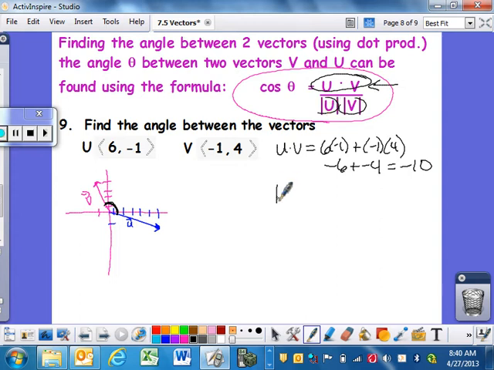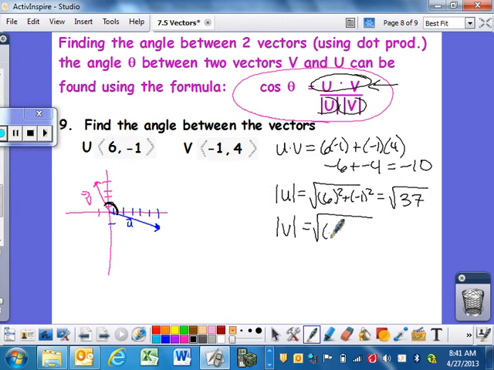Now we've dealt with magnitude at the very beginning of this lesson. So the magnitude of u would be the square root of 6 squared plus -1 squared. So it's the square root of 36 plus 1, which is 37. And then the magnitude of v is the square root of -1 squared plus 4 squared. So that'd be the square root of 17.